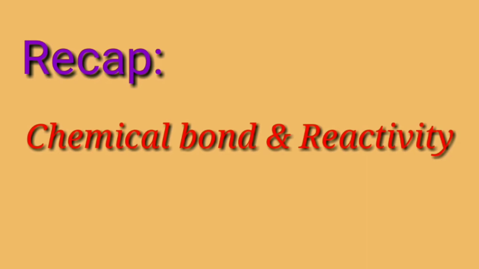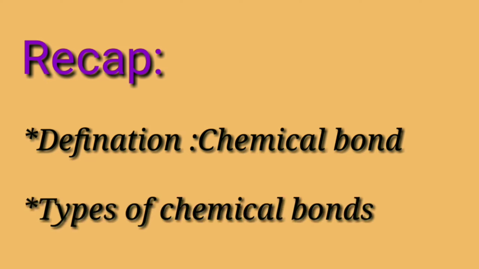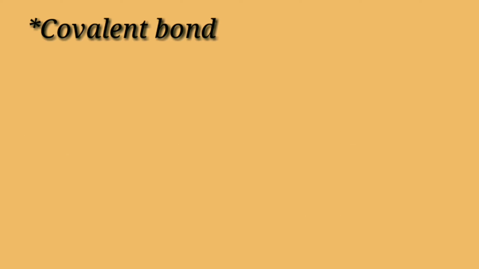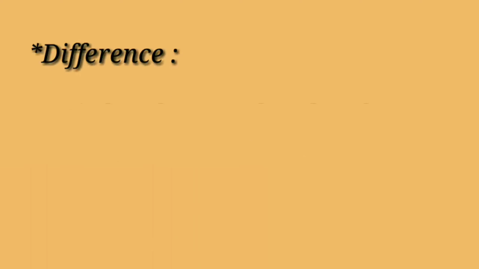So students, in our previous lecture, we started a new topic, that is chemical bond and reactivity. We discussed the definition of the term chemical bond and different types of chemical bond like covalent bond, ionic bond, coordinate covalent bond, that is dative bond, and metallic bond. We also discussed the difference between ionic bond and covalent bond. So in today's lecture, we are going to discuss Lewis dot structures. So let's get started.